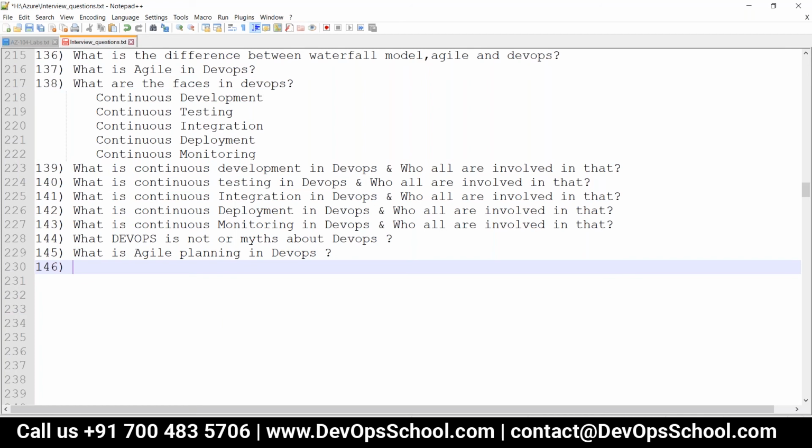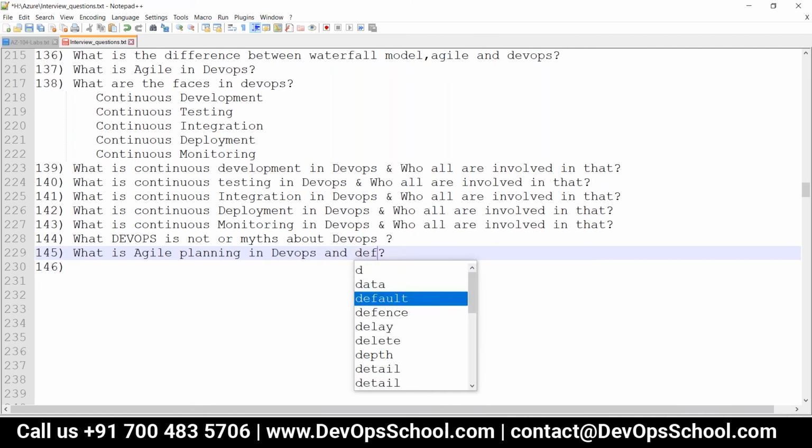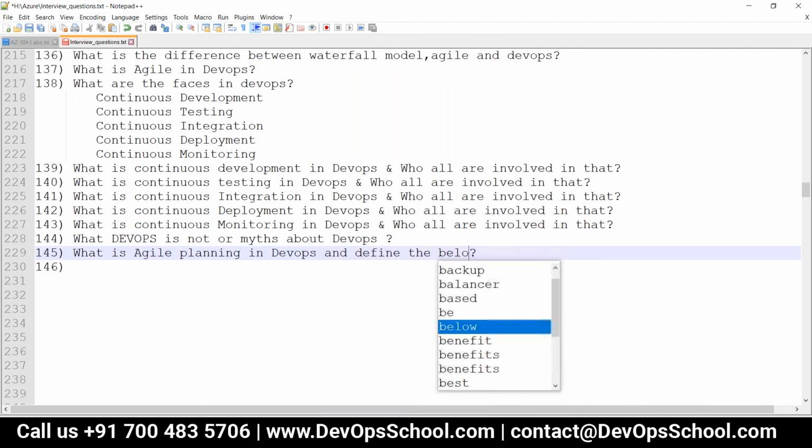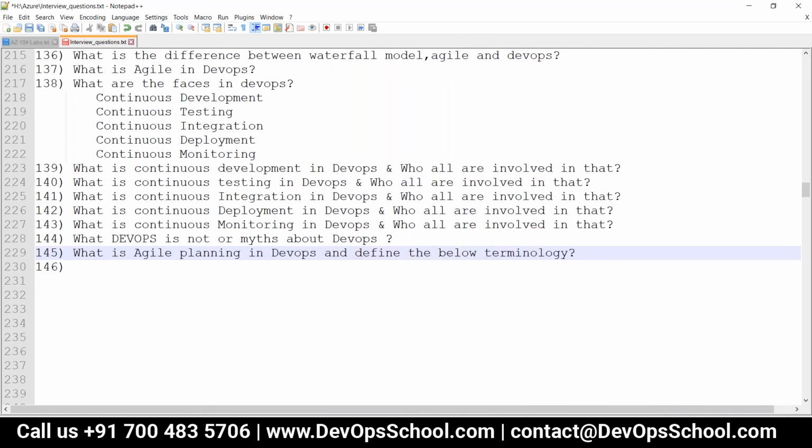And wait, in the same question, define the below terminology, right? We discussed yesterday some of the terminology, correct? Number one or A. What was the first terminology? Epic, right?